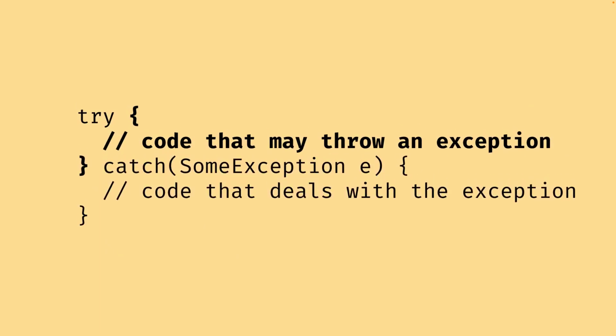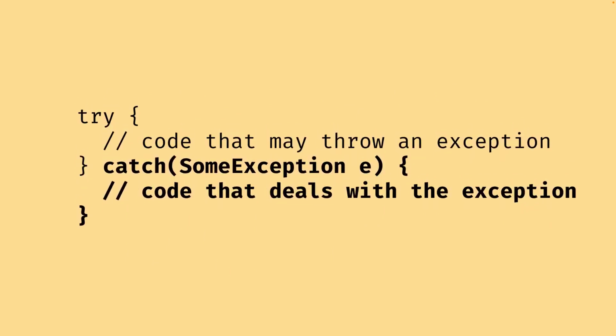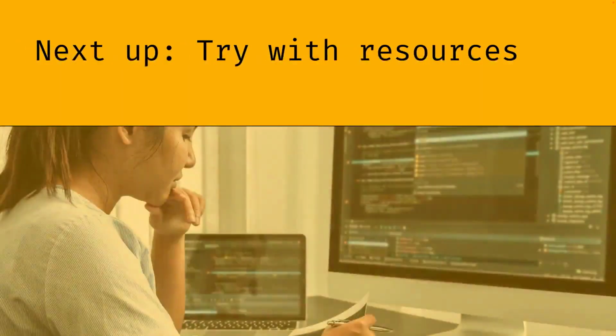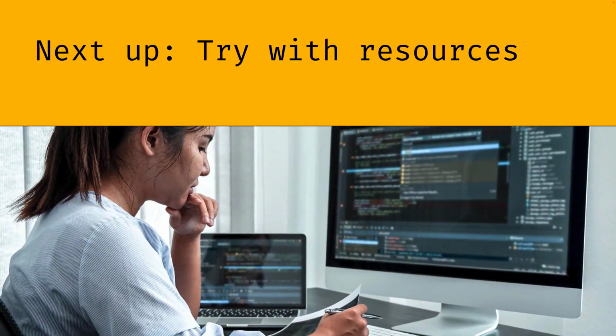For now, just know that code that may throw an exception is in the try block. And if the code indeed throws that exception, whatever is in the associated catch block will be executed to deal with the exception, so that afterwards the program can continue. That's it for this video on handling exceptions using the try-catch block. In the next video, we'll look at how to handle exceptions using the try-with-resources statement.